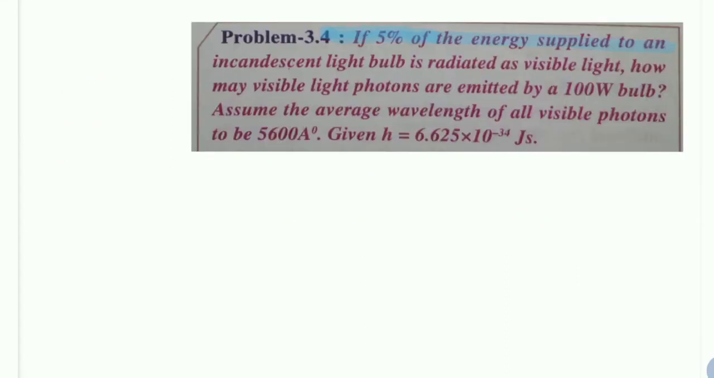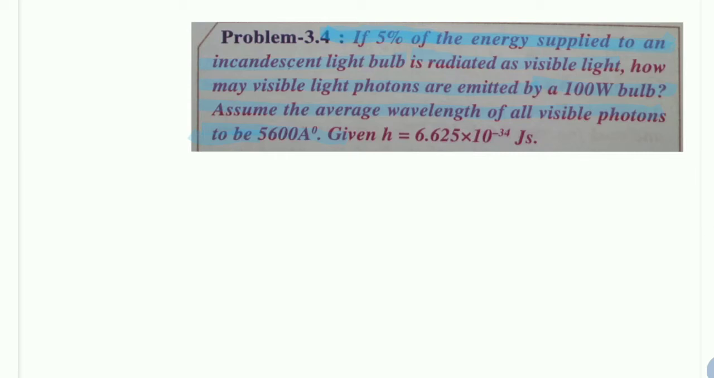If 10 percent of the energy supplied to an incandescent light bulb is radiated as visible light, how many visible light photons are emitted by a 100 watt bulb? Assume the average wavelength of the visible light to be 5600 angstroms. The h value is given as 6.625 into 10 to the power of minus 34.